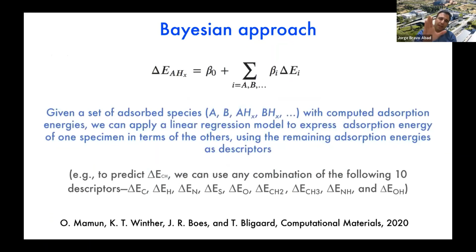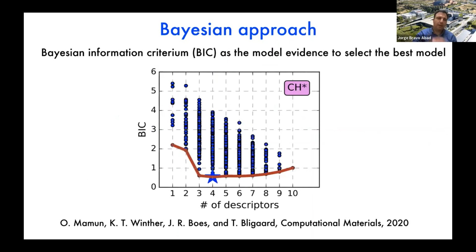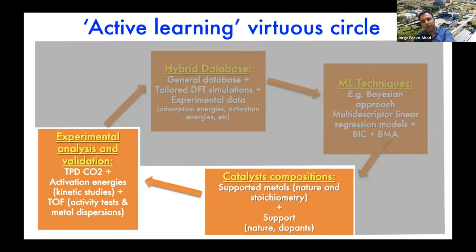For instance, given a set of adsorbed chemical species with some computed adsorption energies, one can apply a linear regression model to express the adsorption energy of one species in terms of the others, right? And you use the others as descriptors in this case. Well, as I was saying, it is possible to use the Bayesian information criterion to select the model evidence, to select the best model. And this is working quite well as a function of the number of descriptors. You see the minimum of this Bayesian information criterion, and then you select the right model.